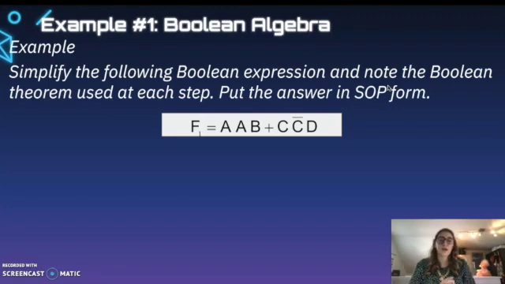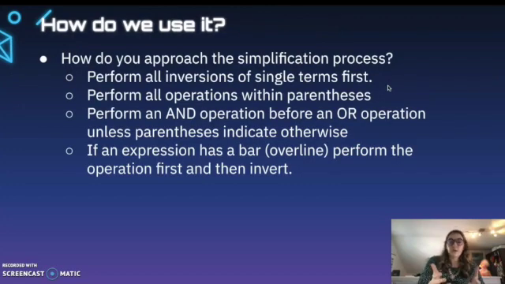So the first expression we're going to look at is A, B, or C naught, D. Now I'm sure some of you already are recognizing there's two A's in that first expression. We haven't seen that yet, and part of that is so we can simplify it. So how do we use this? Well, when we start going through the simplification process, we have to first perform any inversions of single terms first, so if we have any x naughts, y naughts, etc. And then we have to perform all the operations within parentheses. Just like in algebra, when you're balancing equations, we have an order of operations. Same thing here, they're very similar. Then we perform any AND operations before any OR operations unless our parentheses indicate otherwise.